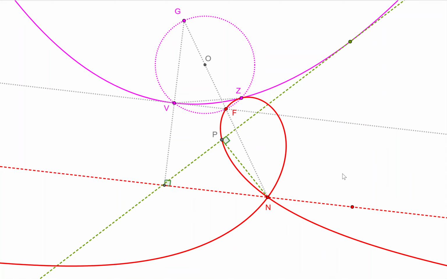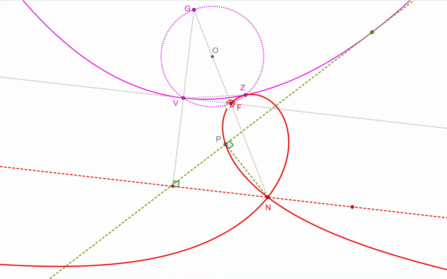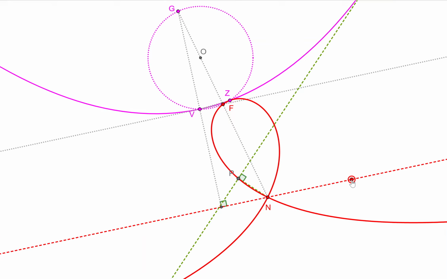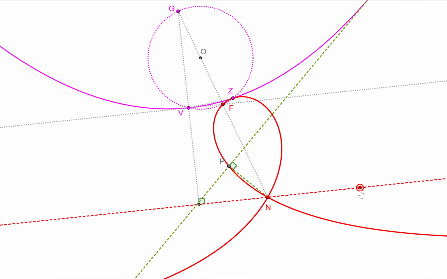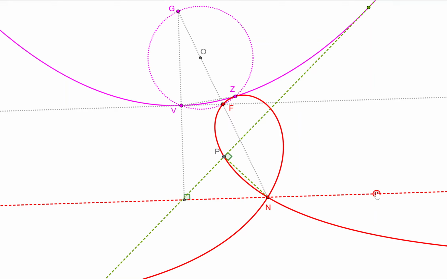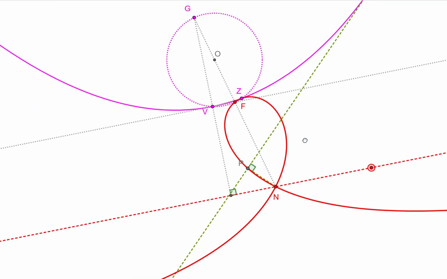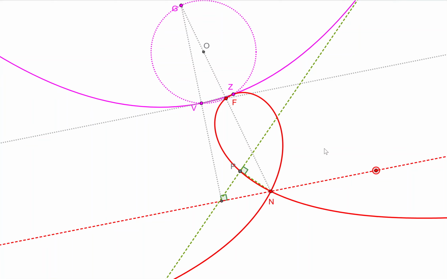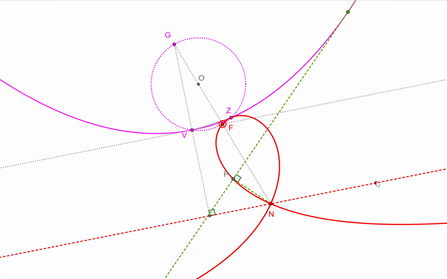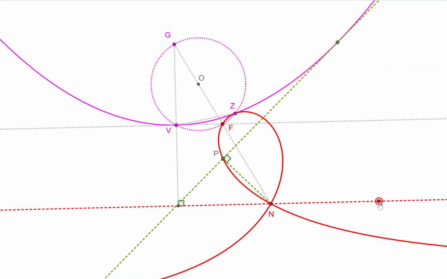So I'm showing in red a strophoid, which is defined by the position of its node, a point F, that I can move around here, and the direction of a line that passes through N known as the asymptote. These two branches of the strophoid eventually are going to become parallel to the asymptote at infinity, but that's not germane here.